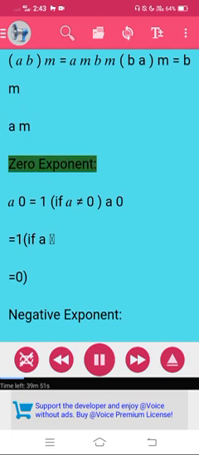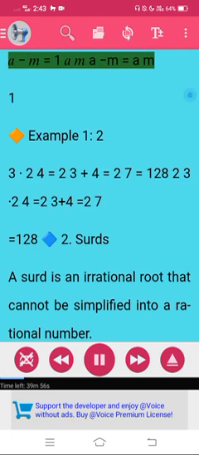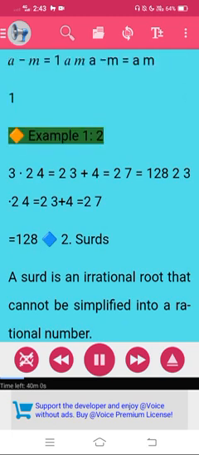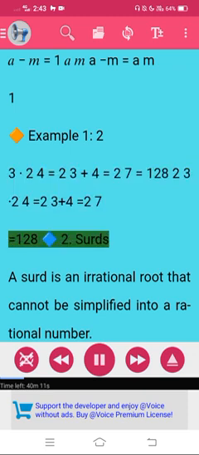Zero exponent: a^0 equals 1, if a is not equal to 0. Negative exponent: a^(-m) equals 1 over a^m. Example 1: 2^3 times 2^4 equals 2^(3+4) equals 2^7 equals 128.